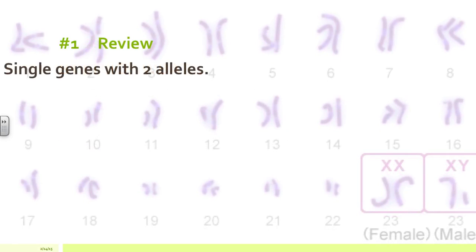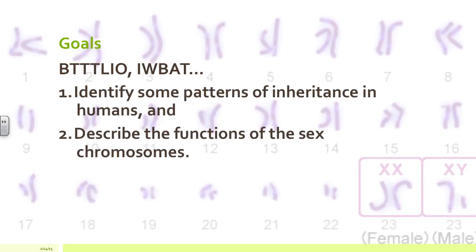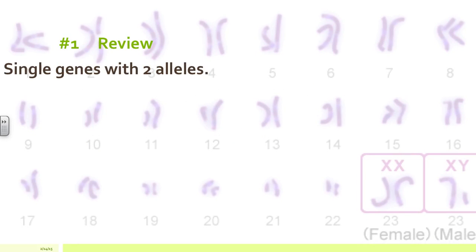So, number 1, our first goal. Remember, our first goal was to identify some patterns of inheritance in humans. How do humans get their genes? Well, some traits are controlled by a single gene that has 2 alleles. This is old news to us. We've been studying this for weeks now. You could get a big B or a little b. That's one gene, the B gene, which represents some trait. But there are 2 alleles, and the alleles are either dominant or recessive.